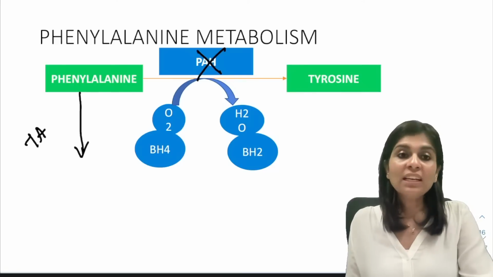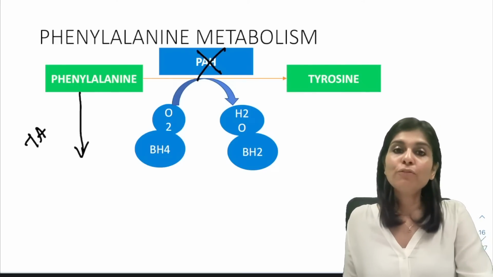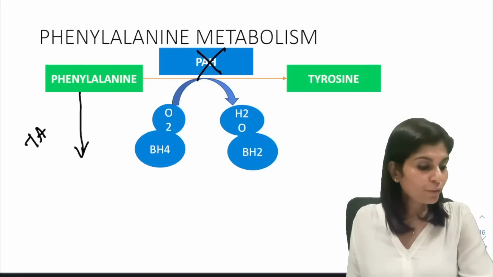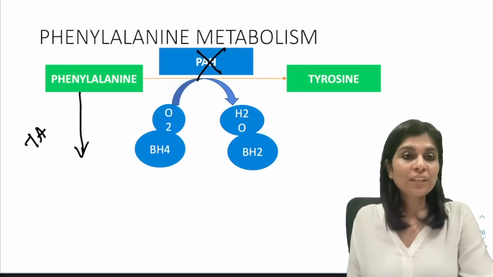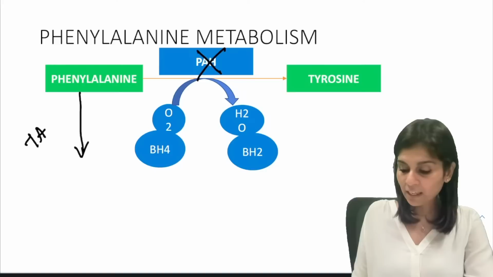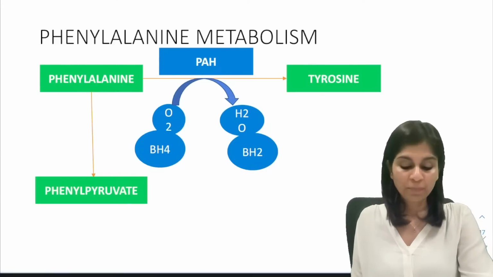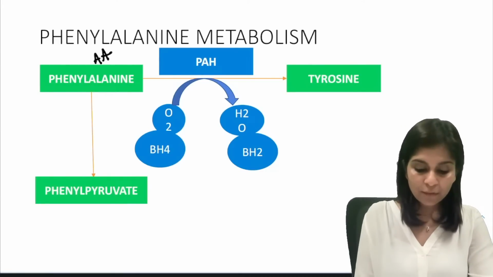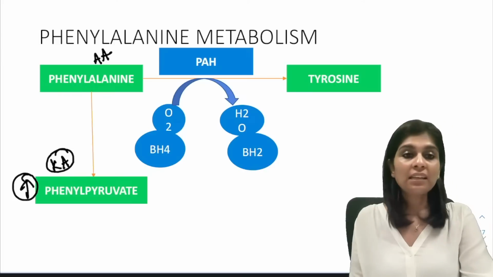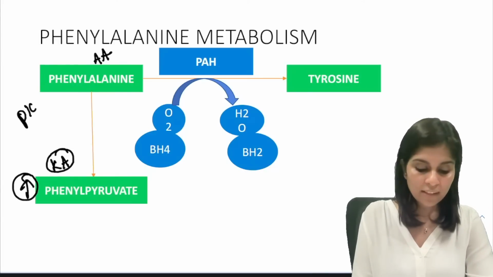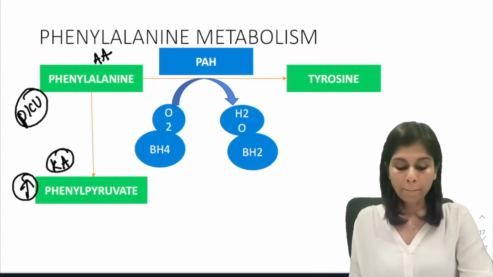Do you all know that alanine on transamination forms pyruvate? Yes, right. So phenylalanine on transamination becomes phenylpyruvate. And this is an amino acid which on transamination becomes a keto acid. Because keto acid concentration increases in this condition, you call this condition phenylketonuria.